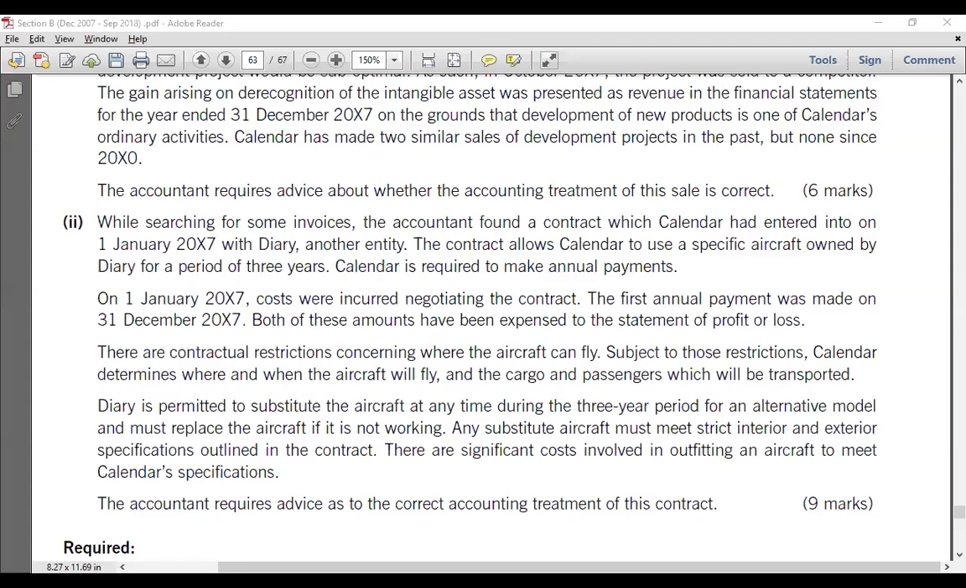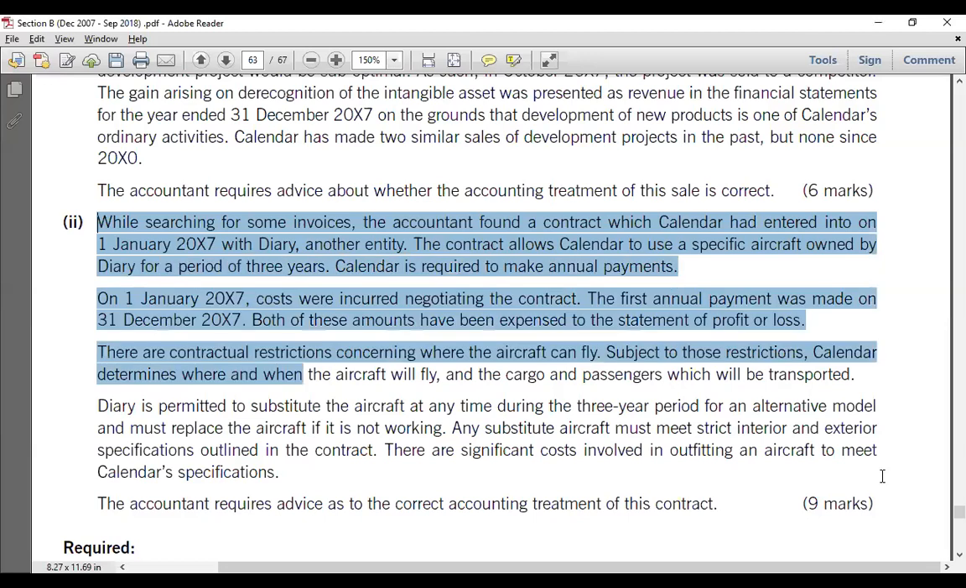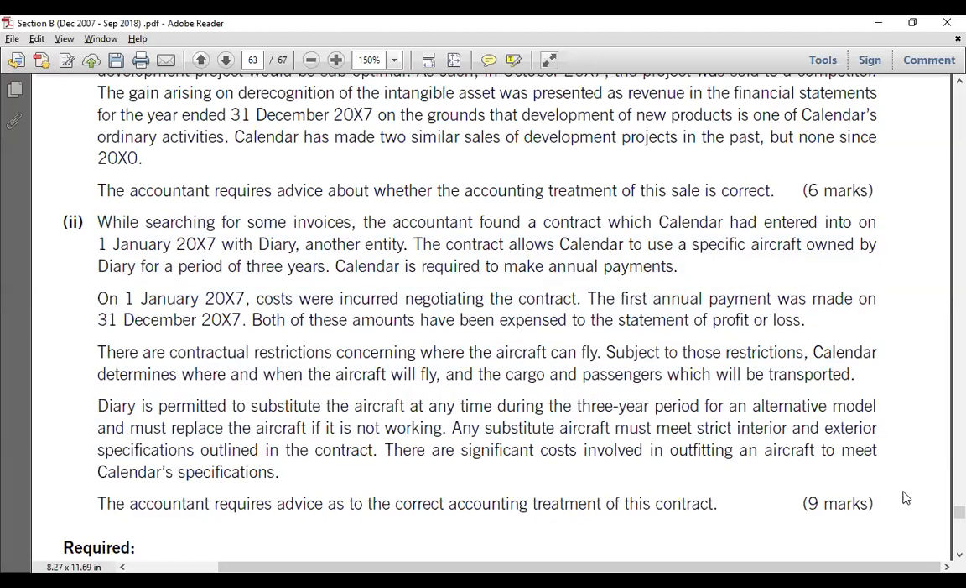Okay, so now let's get back to the question. The question is about lease accounting, about the identification of a lease. So let's start reading it. The question says that while searching for some invoices, the accountant found a contract which Calendar had entered into on 1st January 2027. So this is the date when we have entered into the contract.